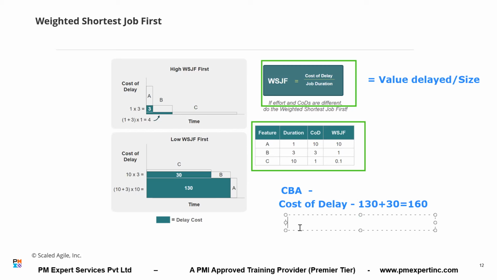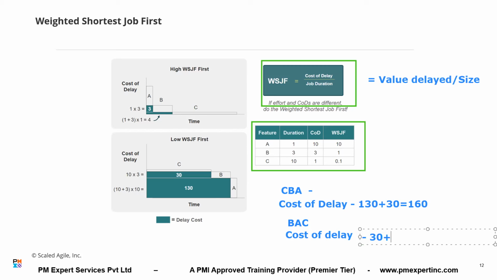Let's say I do B first, then A, then C. Now, in this case, what is the cost of delay? If I first do B, then no delay for B. Then A will be delayed by 3 days, means 30. A is delayed by 3 days, right? So 30 for A.